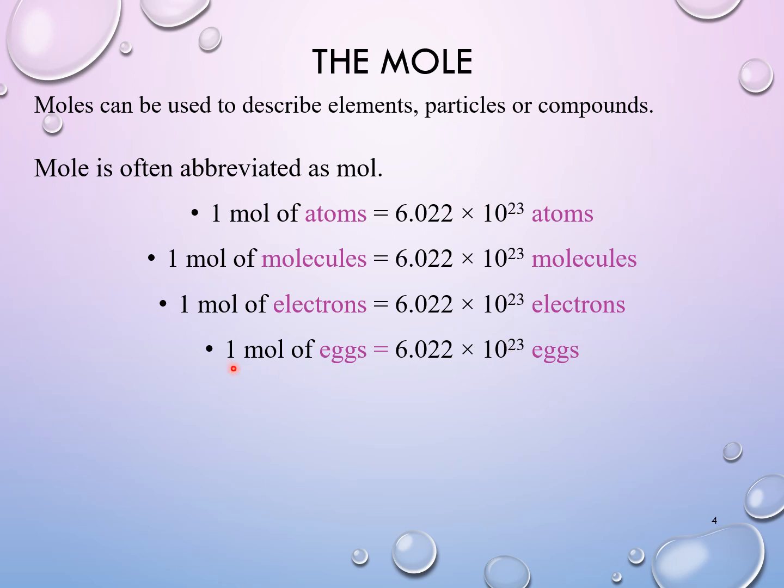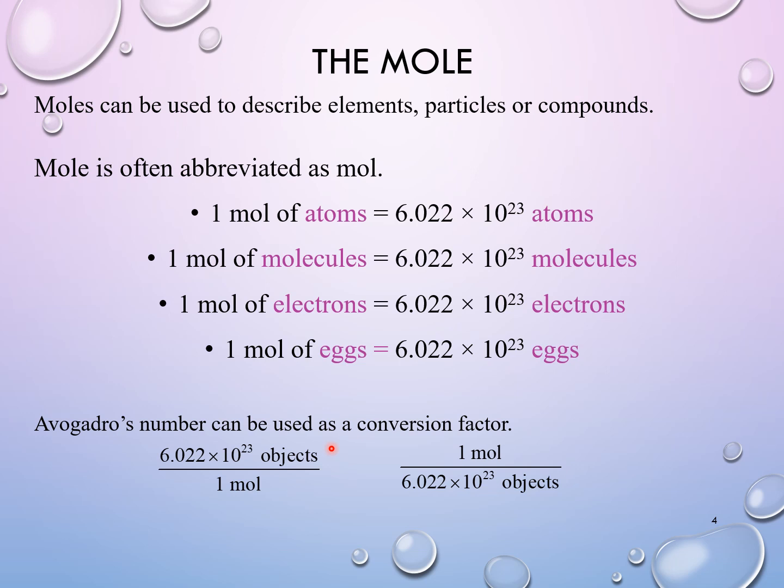Of course, we would use a dozen regularly. We talk about a dozen eggs. If we were to say 1 mole of eggs, that means we just have a lot of eggs, which is 6.022 times 10 to the power 23 eggs. So we can use Avogadro's number or 1 mole as a conversion factor, remembering that 1 mole means there's Avogadro's number of that many items, whatever the object is. Sometimes the mole is on the bottom and objects on the top. Sometimes you have the opposite, where your mole will be on the top and objects will be on the bottom. It depends on our conversions.